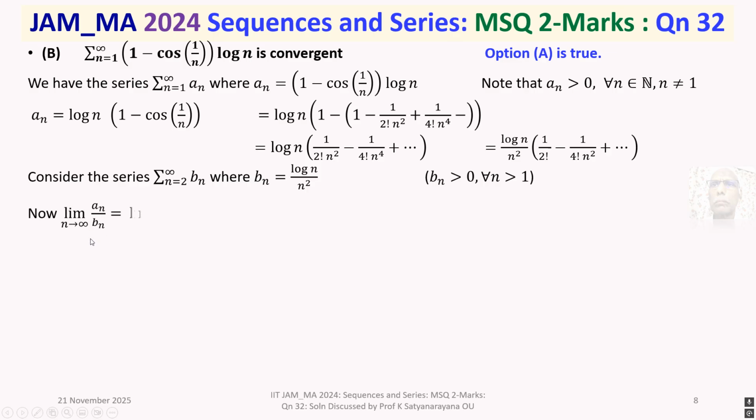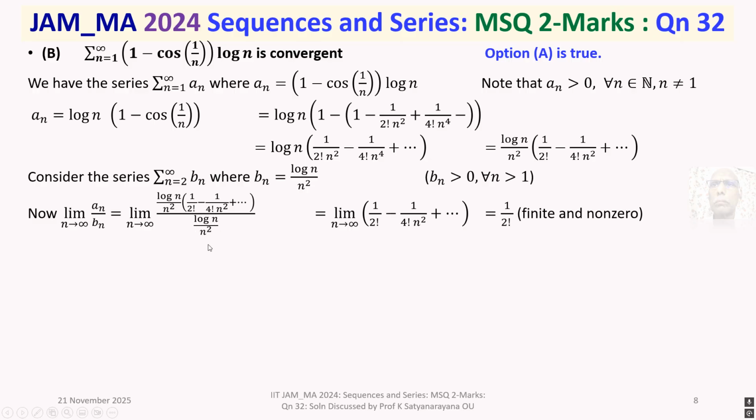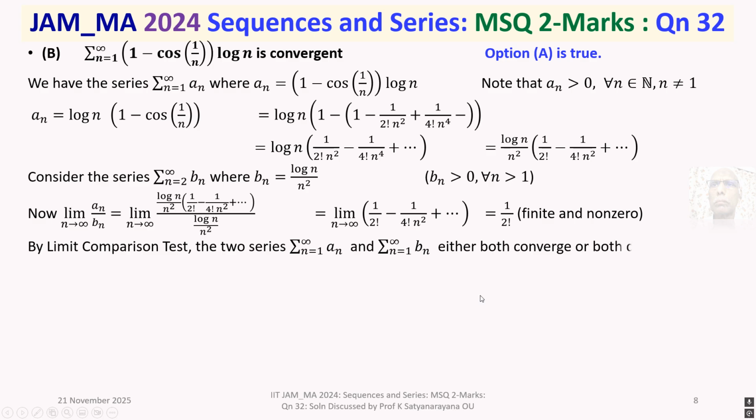Now limit n tends to infinity of an by bn, we are applying limit comparison test. Limit n tends to infinity of the numerator an by the denominator bn, which is log n by n square. And log n by n square cancels and we are left with the limit n tends to infinity of 1 by 2 factorial minus 1 by 4 factorial into n square plus so on and so forth. After taking the limit, it is 1 by 2 factorial which is finite and non-zero. So by limit comparison test, the two series sigma an and sigma bn behave alike. That means either both converge or both diverge.